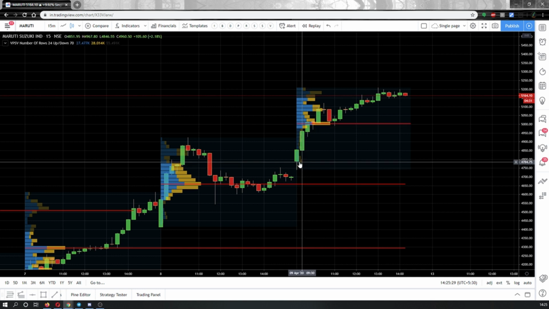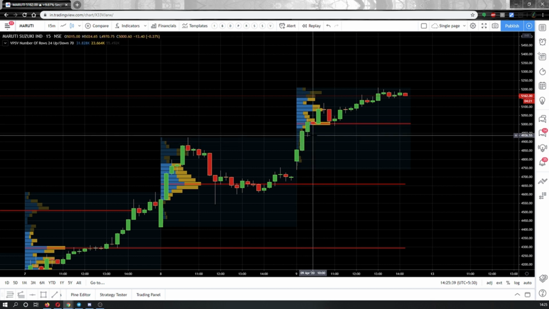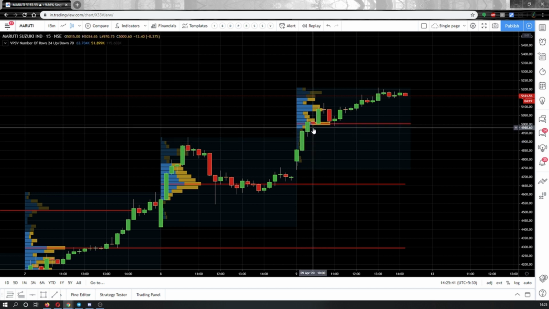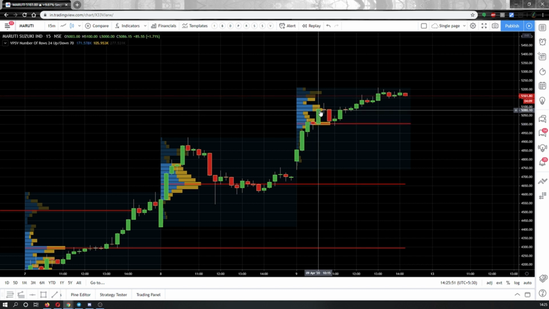Because if the move is so big, the retracement has to be at least 1 to 2 to 3 red candles. It has to cover around 70 to 80 to 100 points in the retracement, right? So this red candle is not good enough to be considered a retracement candle. Again, the next candle is the 10:15 candle, which again retraced. Then came this particular 10:30 candle, which is red.